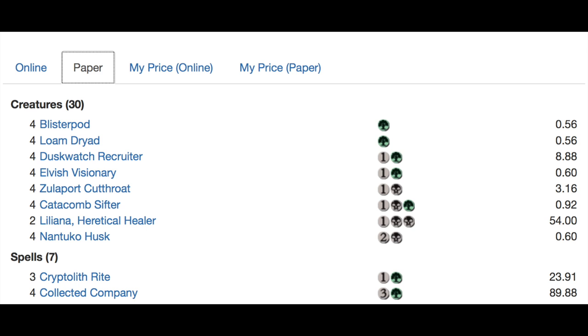Blister Pod, Loam, Duskwatch Recruiter. I mean, Duskwatch Recruiter is so good. I like it a lot. I'm surprised I like it so much. Elvish Visionary, Cutthroat. Having multiples of this card makes it so painful.